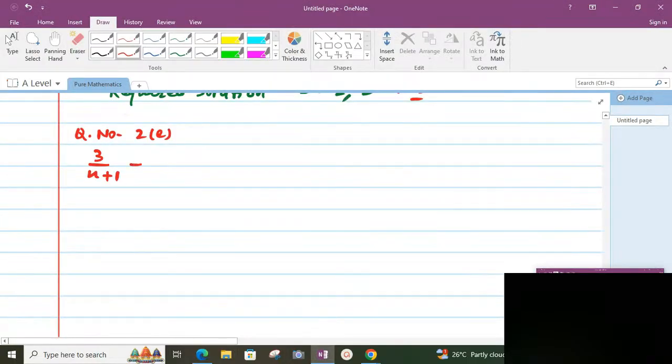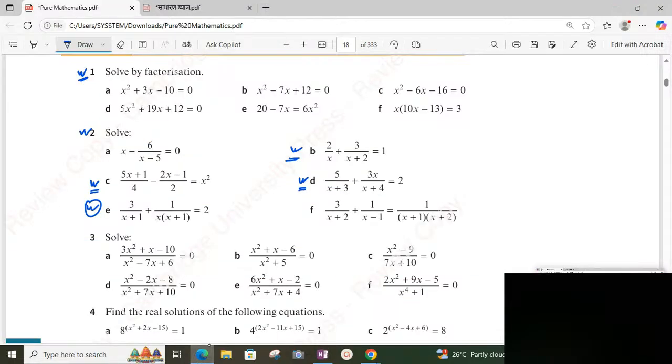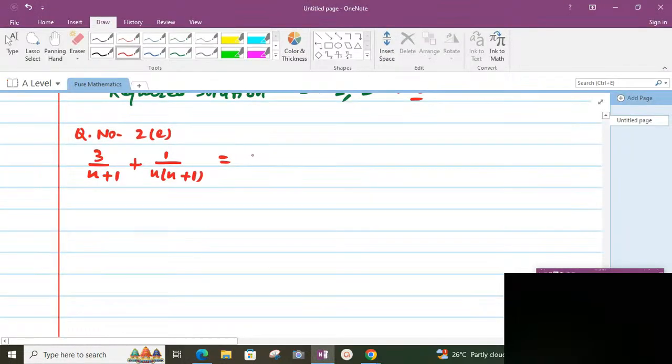plus 1 by x plus 1 equal to, let's see, 2. Let's see the solution of this question. This is very easy question.